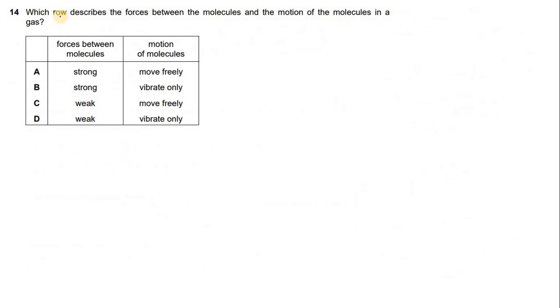Question number 5. Which row describes the force between the molecules and the motion of molecules in a gas? In a gas, forces between the molecules are the weakest, not strong. So A and B are immediately gone. C and D both are correct descriptions of forces: they are weak. And the molecules in a gas move freely, not vibrate only. So this is a wrong description, and this is the correct description. So option is C.